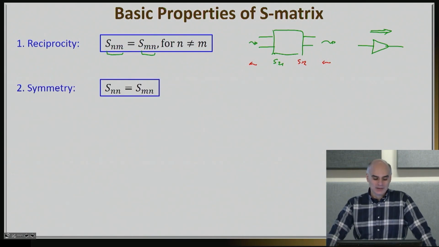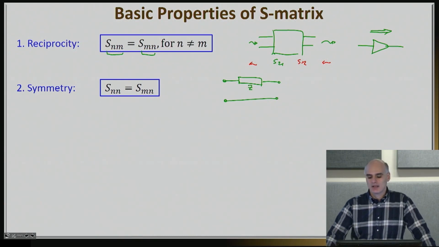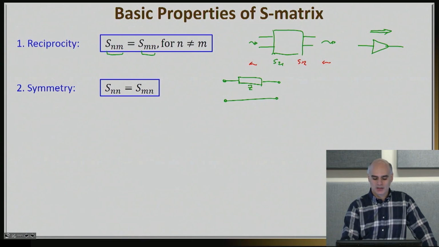The other interesting property is symmetry. So a network may or may not be symmetric. If a network is symmetric, then the S11 will be equal to S22 or S33 and so on. But if it's not symmetric, it won't be the case. A classic case of a symmetric network is, for example, this. So if I just have a network that simply has a series element, let's say some type of an impedance Z, then clearly this is a symmetric network, and S11 will be equal to S22.